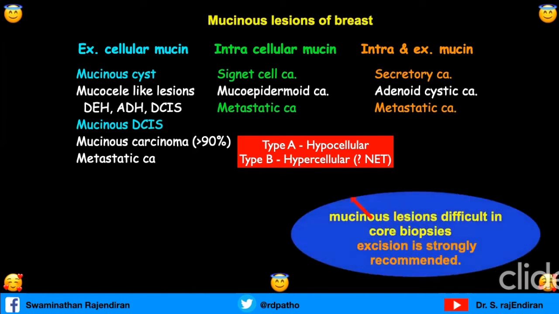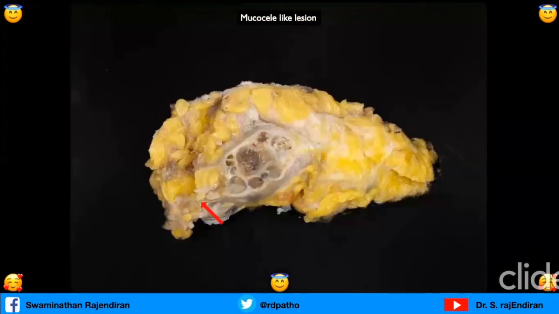It's very difficult to diagnose in the core biopsy because mucinous cyst and mucinous DCIS are very difficult. So whenever you see mucinous material in the core biopsy, you have to go for excision for a definitive diagnosis. I don't want you to miss any mucinous carcinoma by seeing only mucin in the core biopsy.